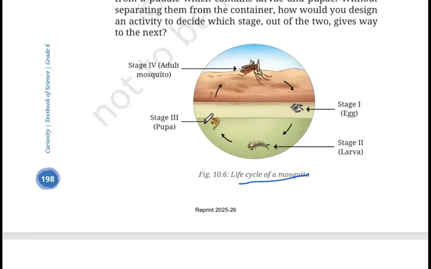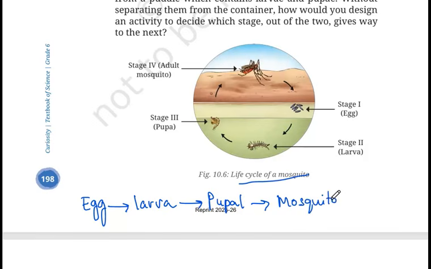So what did we learn? Stage 1, that is egg. From egg, we get larva. From larva, we get pupa. From pupa, we get the mosquito. So these are the 4 stages of the life cycle of a mosquito.